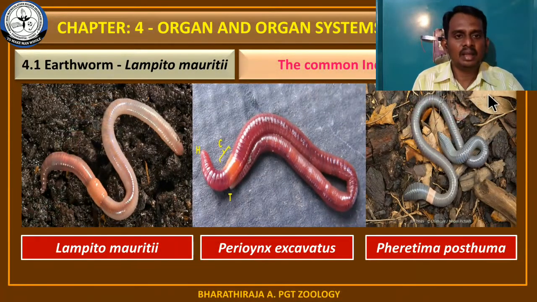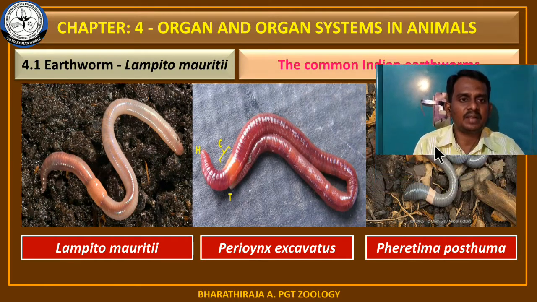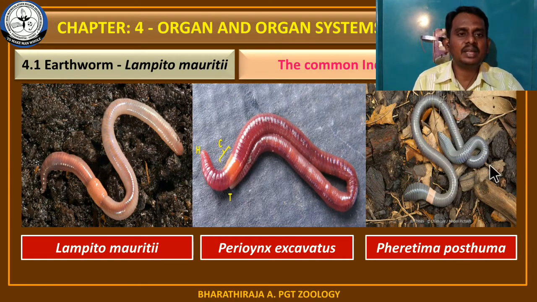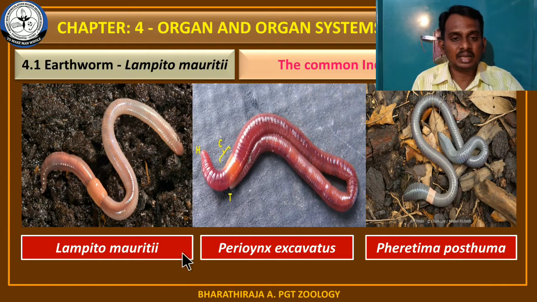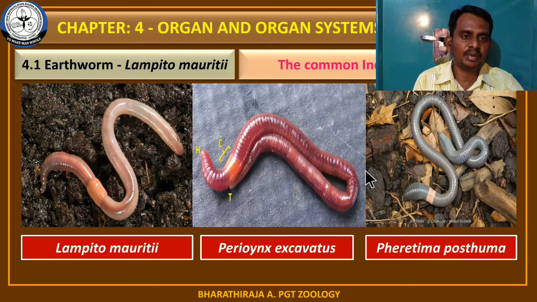Okay. And what are the common species that are available in India? If you look at what species are in India, there are 3 types of species commonly found in India. This is Lampito mauritii. This is one of the species mostly found in Tamil Nadu. The species in Tamil Nadu are Lampito mauritii and Perionyx excavatus.